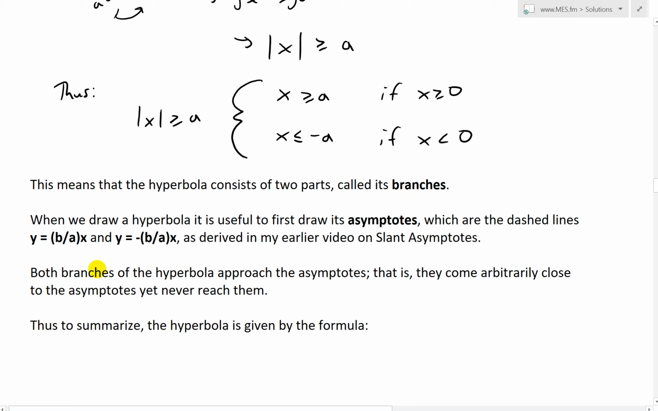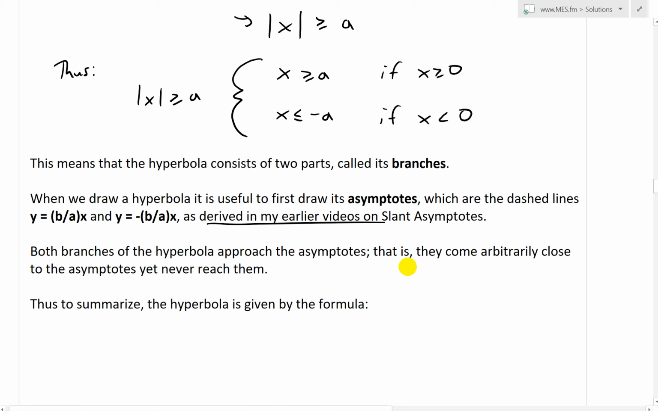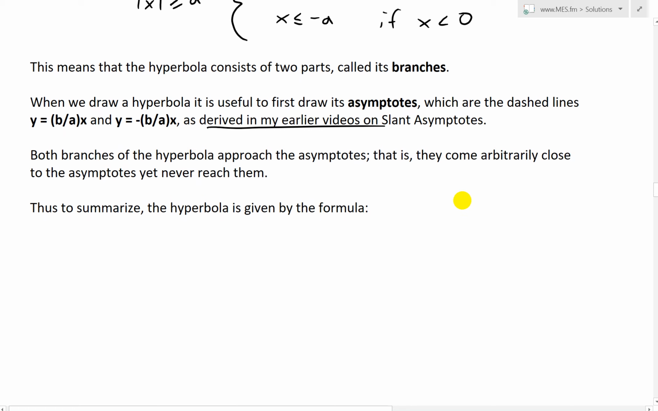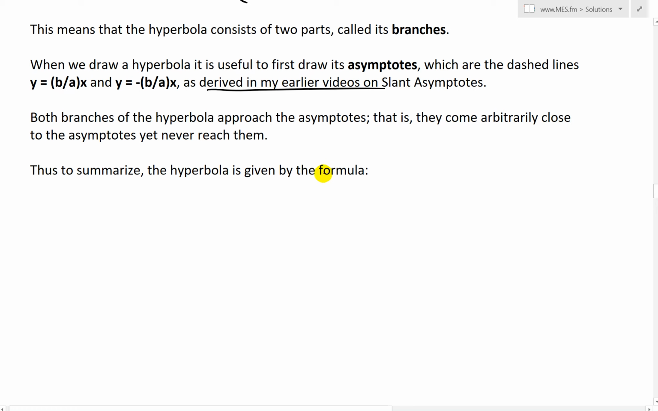And when we draw a hyperbola, it is useful to first draw its asymptote lines, which are the dashed lines y equals b over a times x and y equals negative b over a times x, as derived in my earlier videos on both the horizontal and vertical hyperbolas on slant asymptotes, and the link will be in the description below. Those were my last two videos, so make sure to watch those to see the proof that these are the asymptote lines. Both branches of the hyperbola approach the asymptotes, that is, they come arbitrarily close to the asymptotes, yet never reach them.